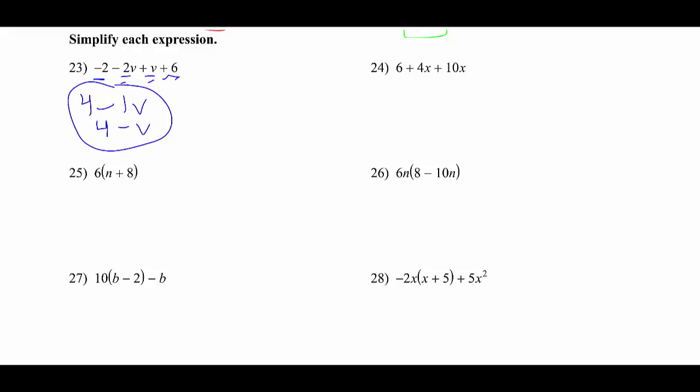So the same kind of thing is going to happen on 24. The 6 this time doesn't have anything to add with, so it's going to stay a 6, but the 4x and 10x can add together, and that will give us 14x.